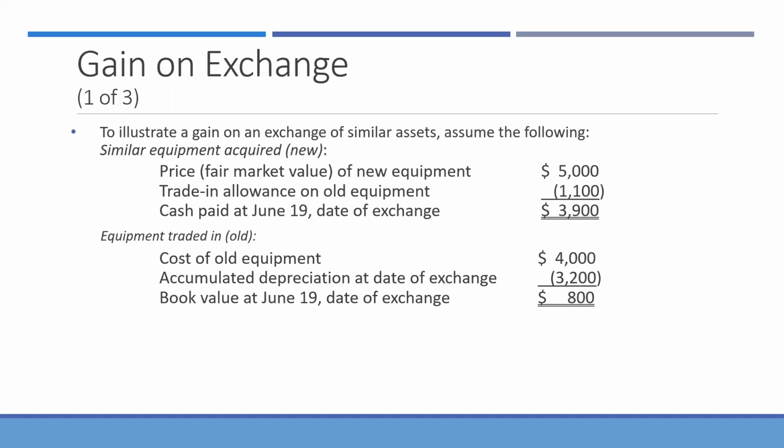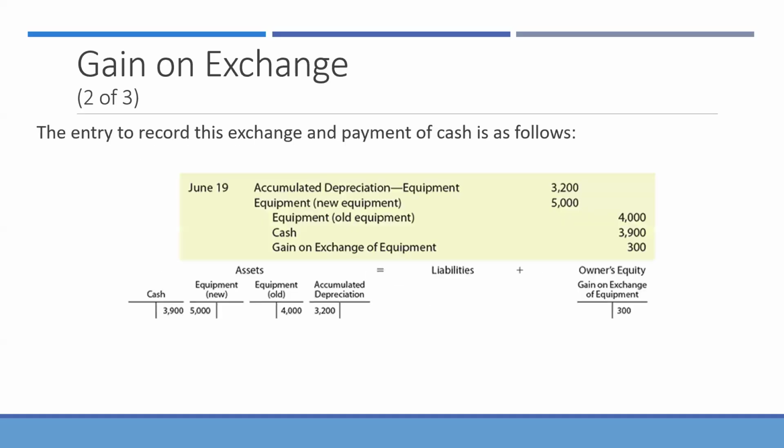In this case, it's fairly easy to estimate because they would give us a price and then a trade-in allowance, and then the cash plus the trade-in allowance is equal to the new price. And then the old equipment cost $4,000, had accumulated depreciation of $3,200. The book value was $800, and so the trade-in allowance minus the $800 would be the gain.